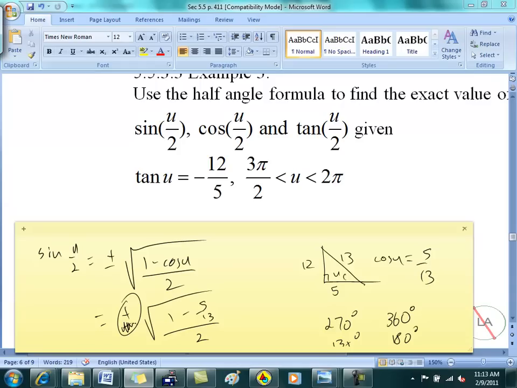Okay? And then you guys know how to do this fraction stuff. Do I need to finish this off, or can you guys handle that? You guys okay? Ryan? Yeah?